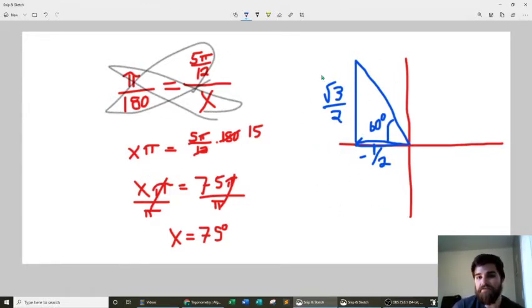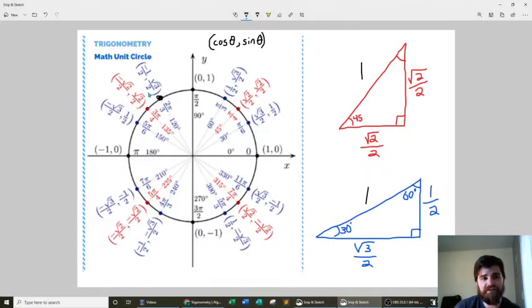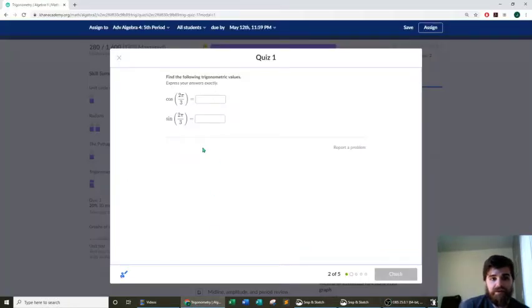So there's my answer. X is negative 1/2, so cosine. Y, or the opposite side, is √3/2. So we get the same answers that we saw right here. So let's go ahead and type those into Khan Academy to check. So x direction was negative 1/2. And for sine, we got √3/2.